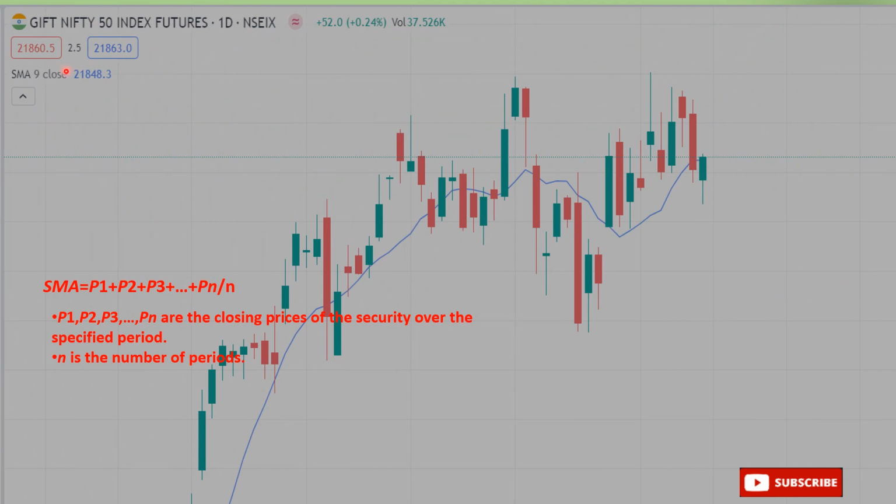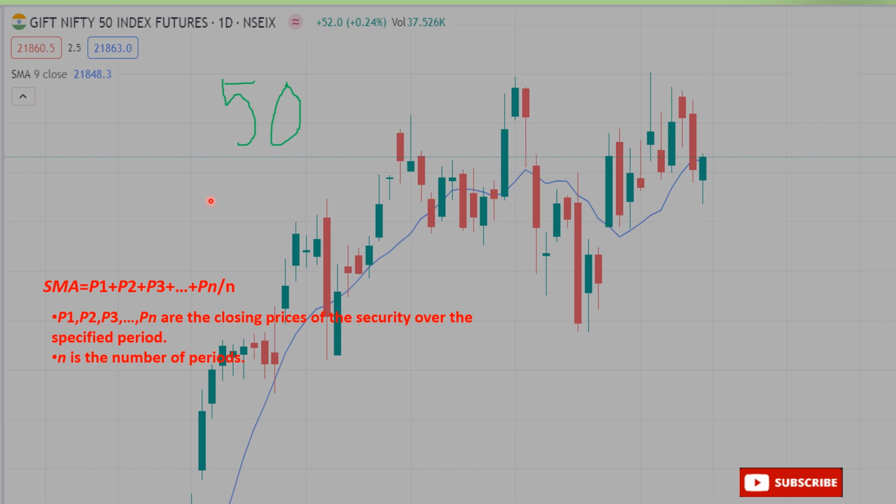A simple moving average is calculated by summing up the closing prices of a security over a specified number of periods and then dividing by the number of periods. For example, a 50-day simple moving average is calculated by adding up the closing prices of the last 50 days and dividing by 50. SMA is simply P1 plus P2 plus P3 and so on up to Pn, whole divided by n, where P1, P2, P3 are the closing prices of the stock over a period of time, and n is the number of periods, simply the number of days. That is about the simple moving average.